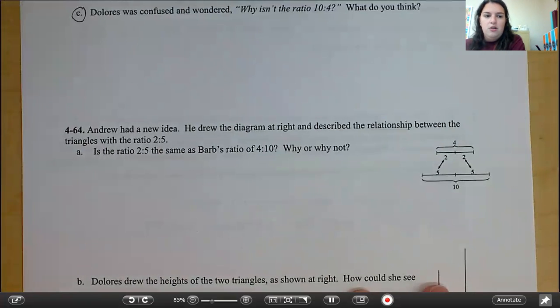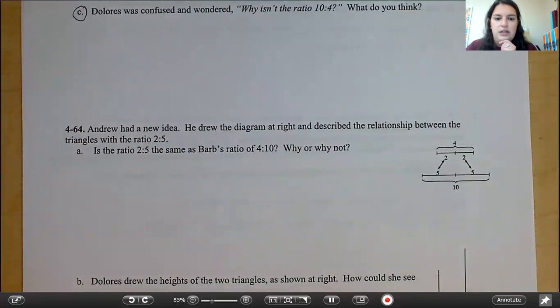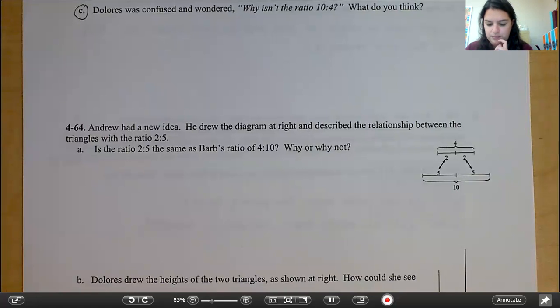Moving on to 464. 464 says, Andrew had an idea. He drew the diagram at right and described the relationship between the triangles with the ratio 2:5. Is the ratio 2:5 the same as Barb's ratio of 4:10? Why or why not? Go ahead and pause and answer part A.